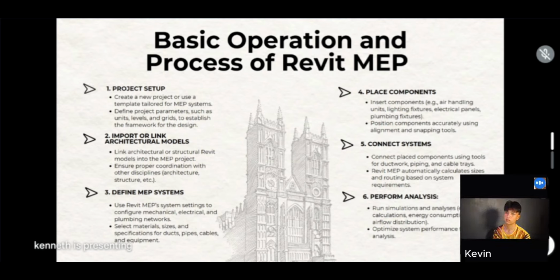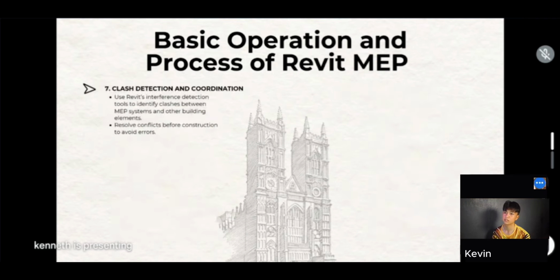Okay, continuation of basic operation and process of Revit MEP. So we have number 7, clash detection and coordination. This is to use Revit's interference detection tools to identify clashes between MEP systems and other building elements, and resolve conflicts before construction to avoid errors.